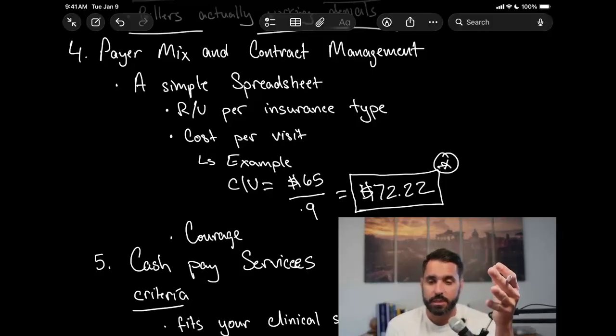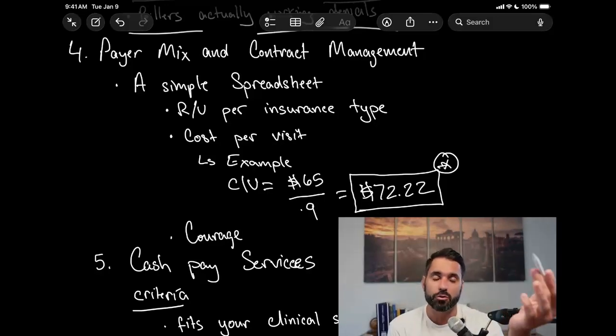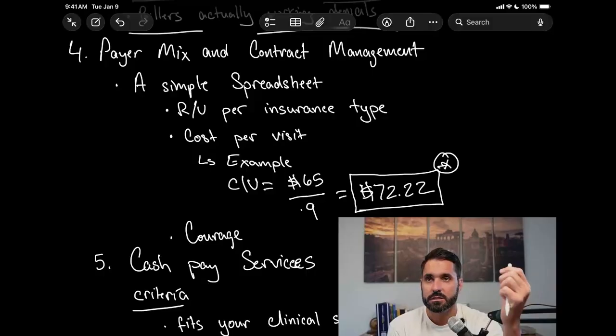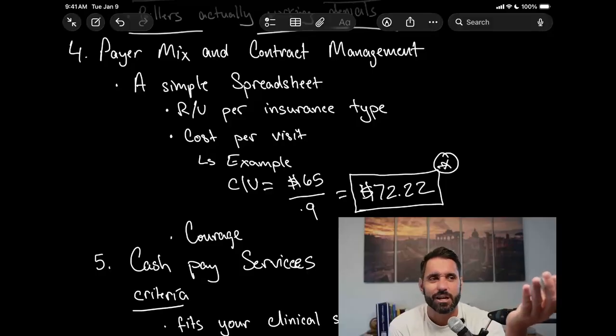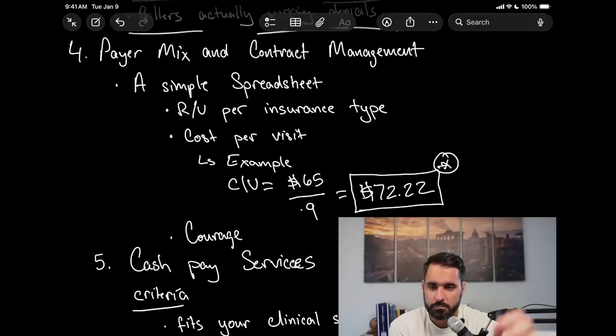Some contracts simply don't pay enough. They're not worth being in network with any longer, right? And that's going to change over time depending on the volume of visits you have in your practice and the systems that you have in place. But at some point, I don't know a practice anywhere in the country that hasn't hit a point where you can no longer just take any contract because you're going to go broke, right?